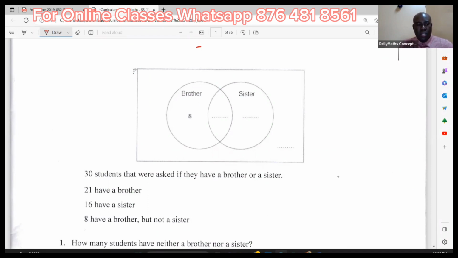So it says 30 students were asked if they have a brother or a sister, right? 21 have a brother, 16 have a sister, 8 have a brother but no sister, right? So we have 8 of them with a brother but no sister. All right, so what we want to do is use this information to see if we can fill out that Venn diagram below. So let's look at the first question.